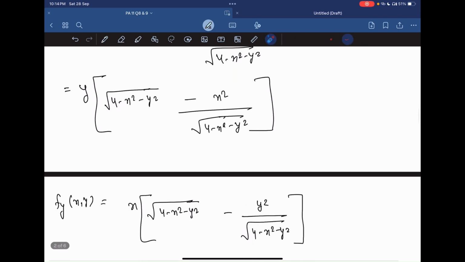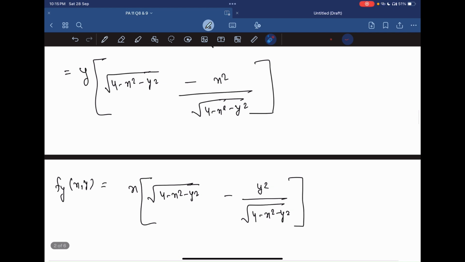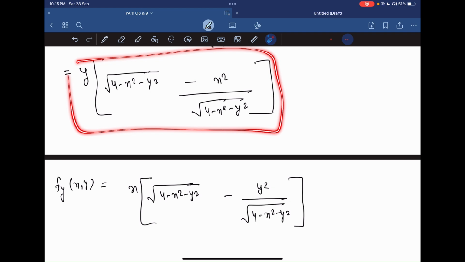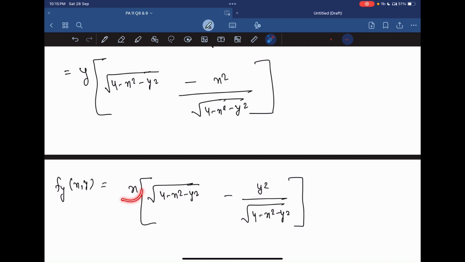Now we will equate these two partial derivatives to 0, and then we will find the critical points of the function. Now if we equate this to 0, either y would be 0 here or this quantity would be 0. Similarly, if we equate this partial derivative to 0, then also either x would be 0 or the inside quantity would be 0.